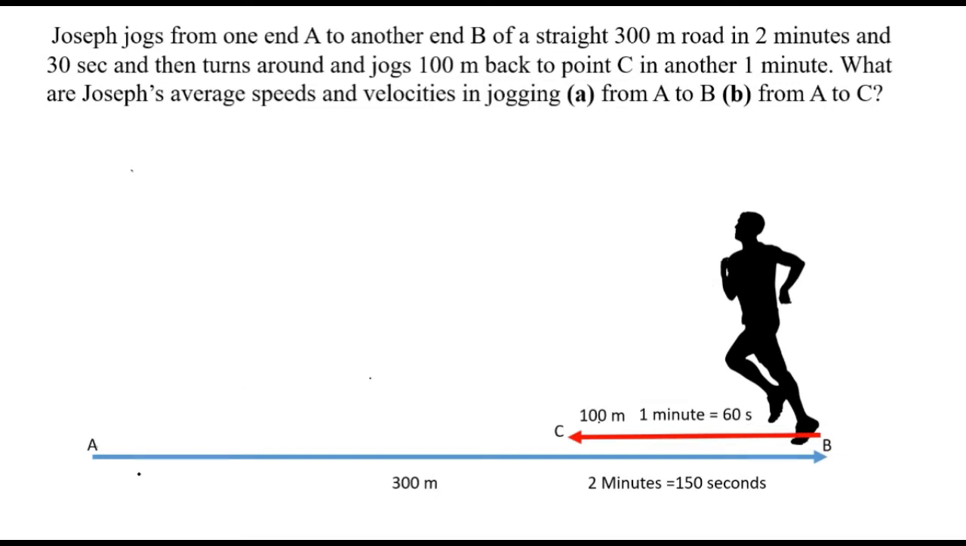Now we shall go for the second part of this problem, and what is that? The same average speed and average velocity we need to find from A to C. And which is that A point?